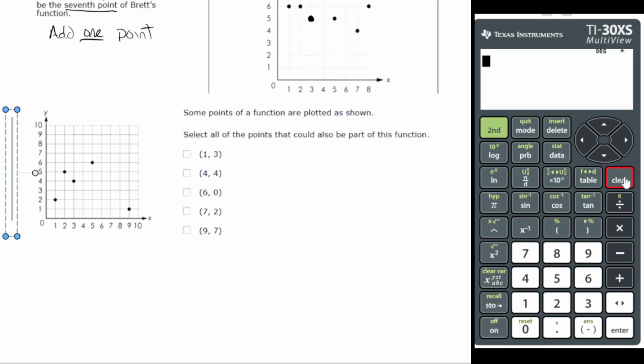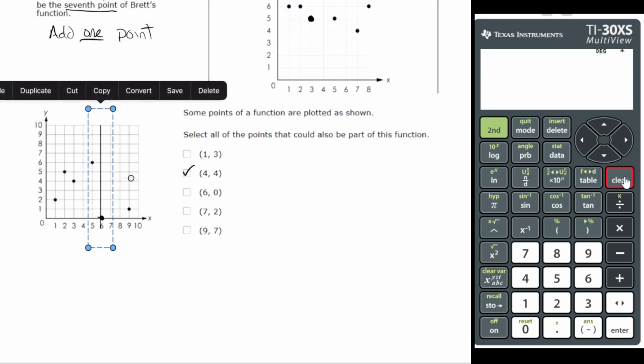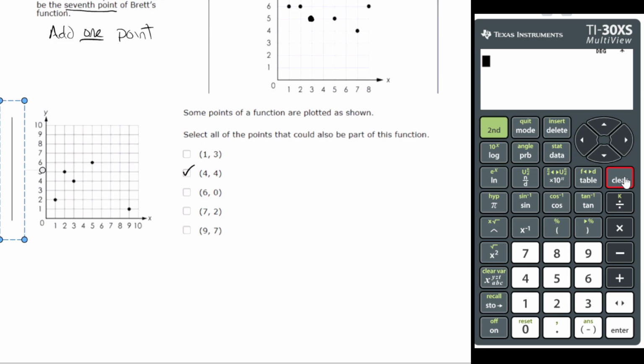Okay. 4 comma 4. So that's right 4 up 4. Does this work? Yes, because that does not cause us to fail the vertical line test. So that gets a check. 6 comma 0. That's right 6, and then you don't move up or down. Does this work? That works just fine. Doesn't cause us to fail the vertical line test. So that gets a check. And what do you know? We have multiple correct answers.